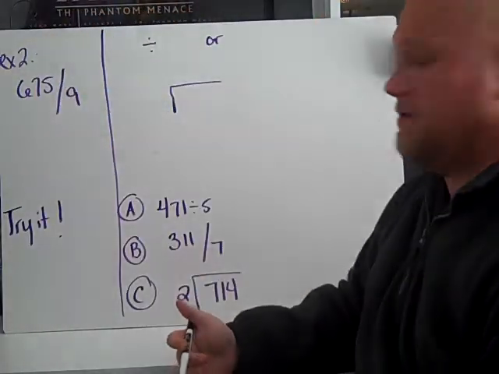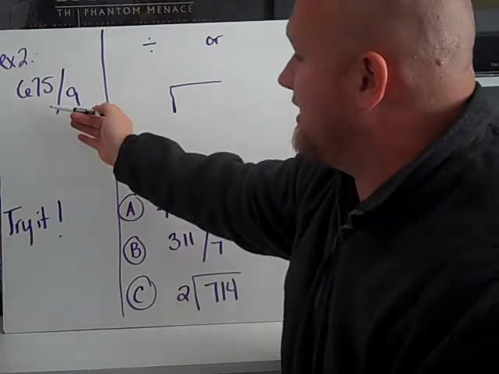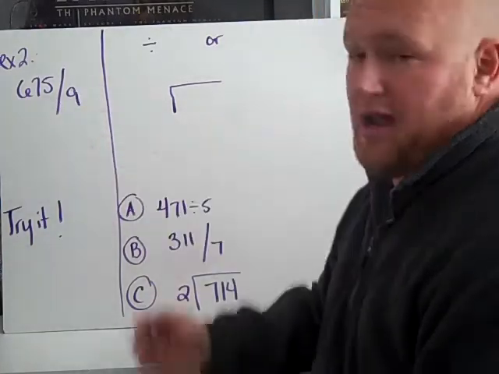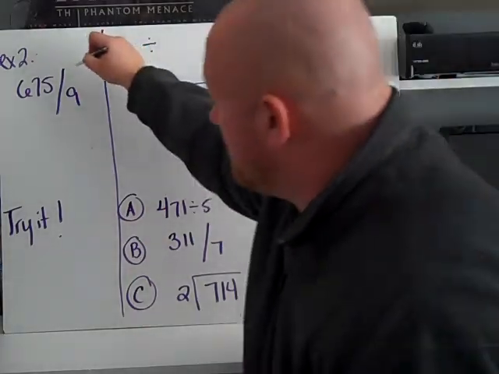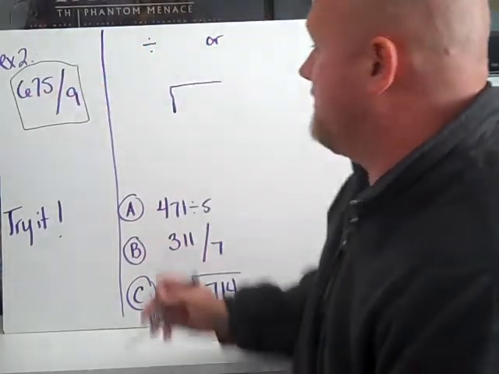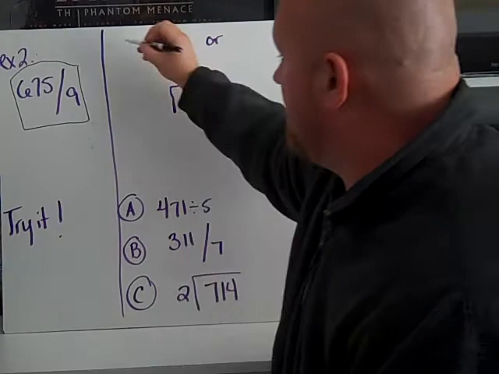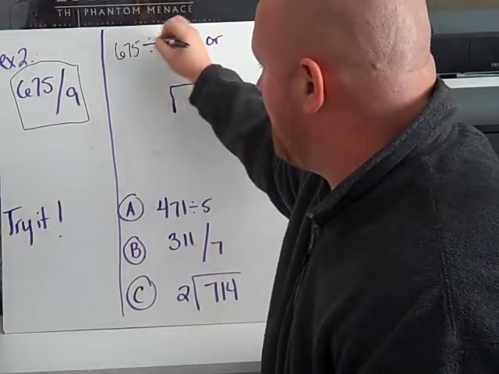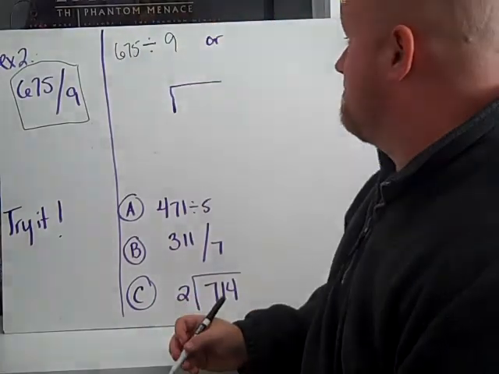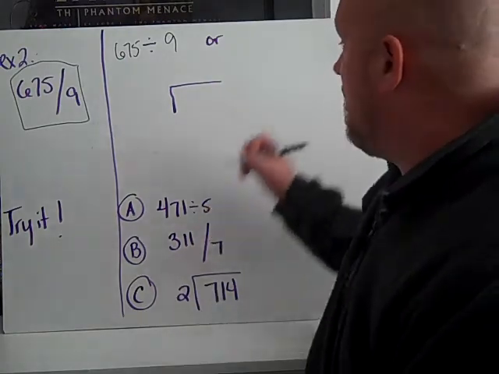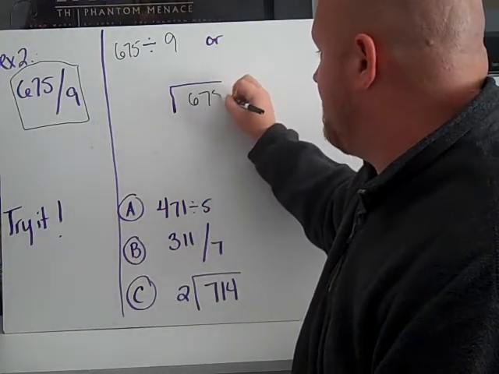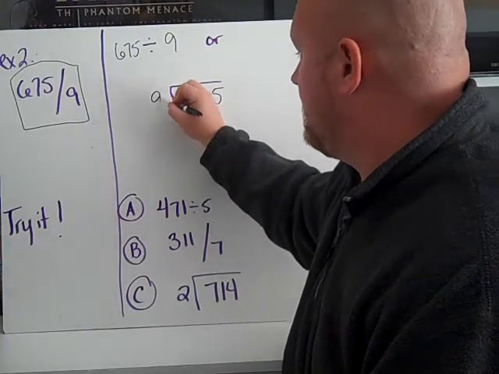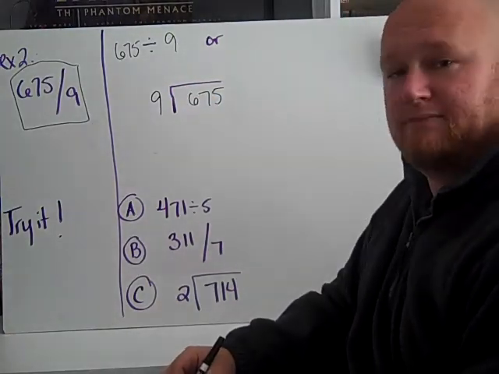This one I'm going to do with you guys. We've got 675 divided by 9. As you can see, I've put it in its fraction bar form. I wanted you to get used to seeing it as a fraction. But you might also see it as 675 divided by 9. That's typical. Or you're going to see it in the working form that we're going to work with, 675 with the divisor on the outside.